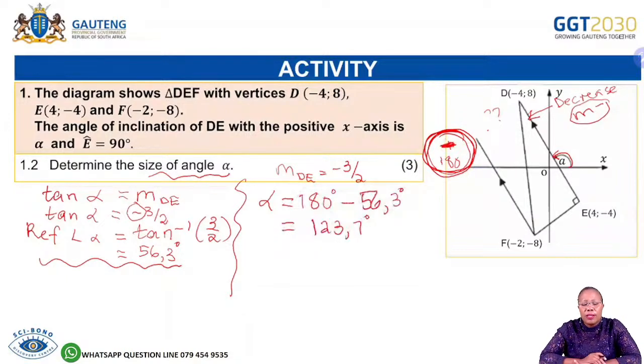And now let's look at the allocation of marks. We have 3 marks there. The first mark will be for the substitution of the gradient into the correct inclination formula. The second mark will be for the reference angle of 56.3. And lastly, the final mark is for the correct value of your inclination angle, which is 123.7 in this case. So that is basically how you calculate your inclination angle, grade 12.